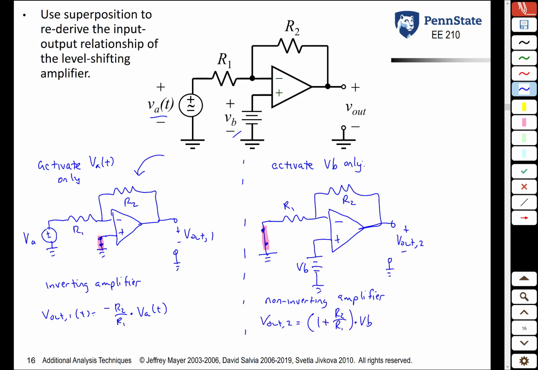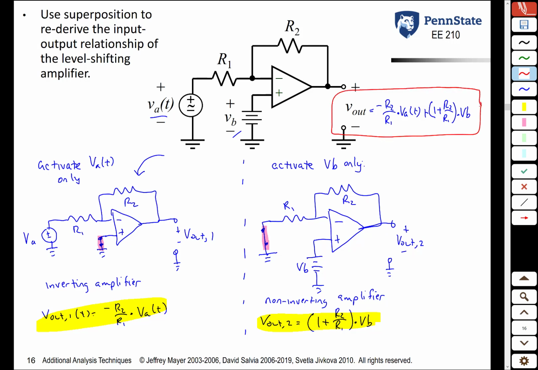We can now combine these together to get the total voltage Vout is just the sum of the output due to VA only plus the output due to VB only. And we get that Vout is equal to negative R2 over R1 times VA plus 1 plus R2 over R1 times VB. And that, of course, is the same equation that we derived earlier when we introduced the level shifting amplifier.